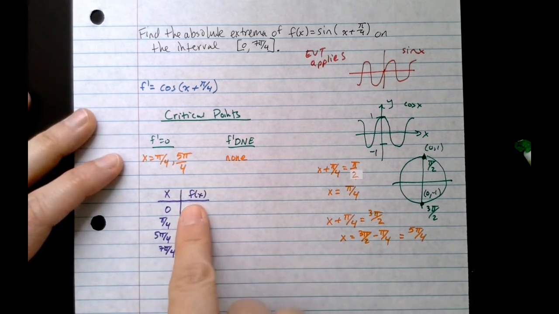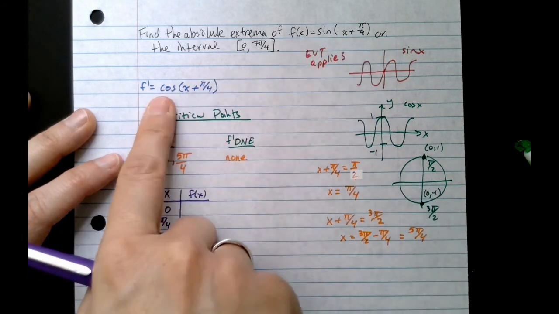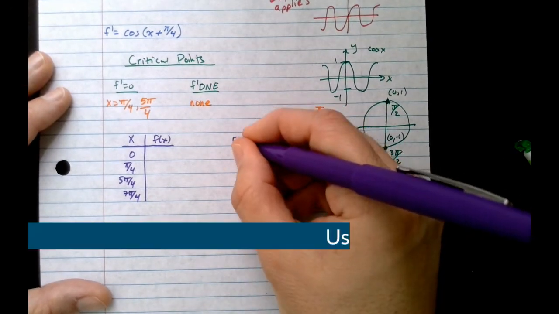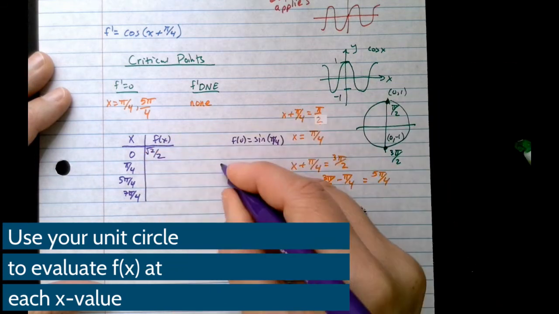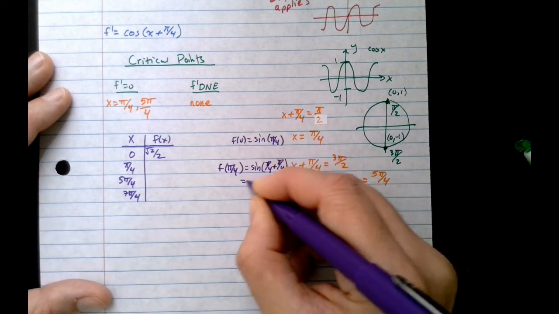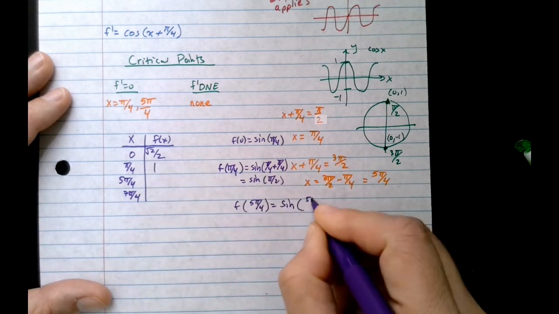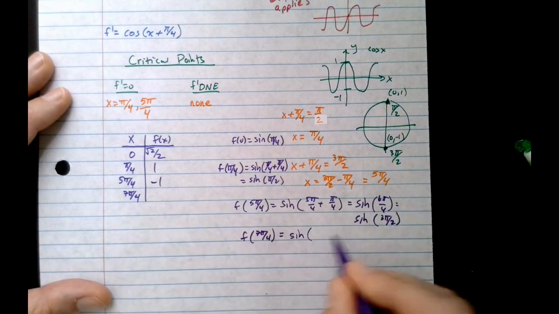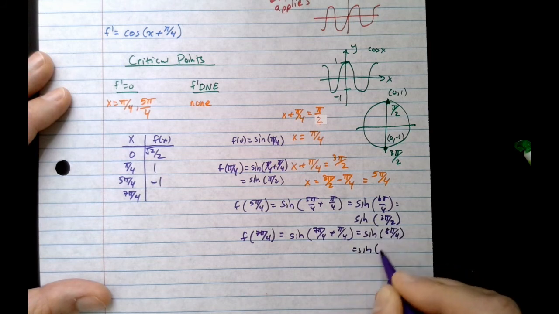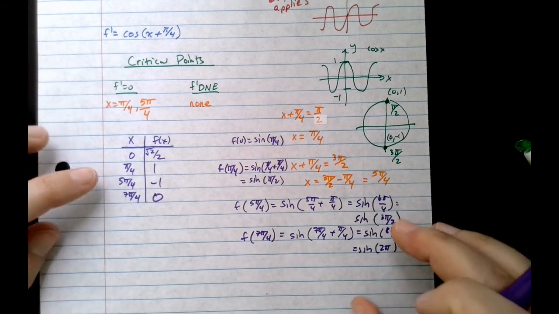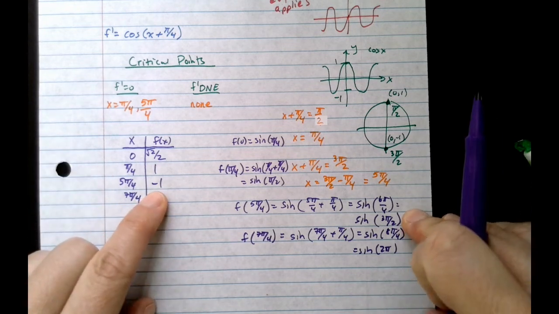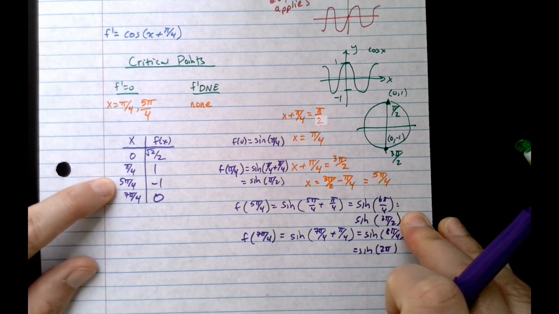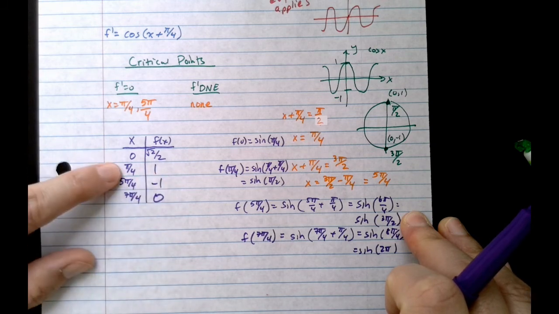Now remember, we're testing in the f of x, which is up here. We are not testing in the derivative. I'm going to do some scratch work off to the side here as needed. Now, what we can see here is the absolute minimum will be -1 when x equals 5 pi over 4, and the absolute maximum is going to be 1 when x equals pi over 4.